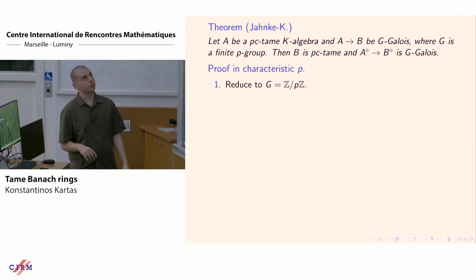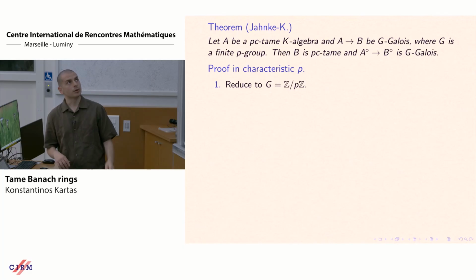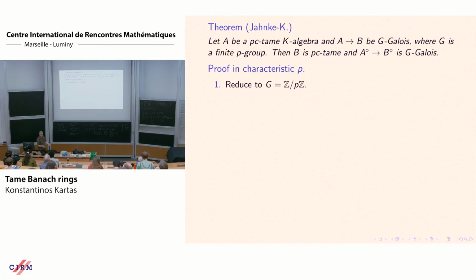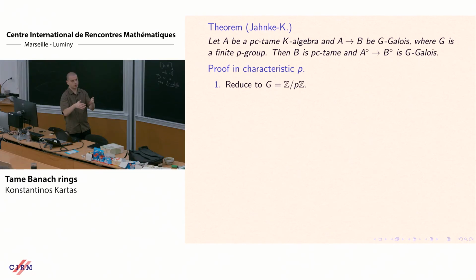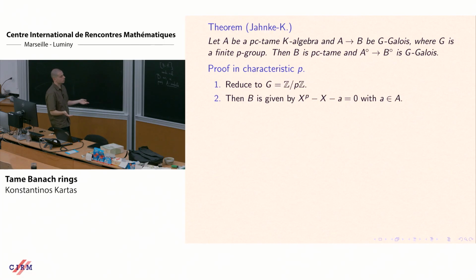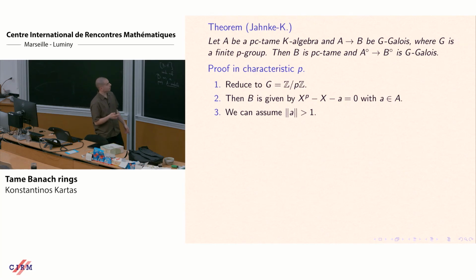So you reduce to the case of G equals Z mod p, because in the general case, this map from A to B is just a tower of Z mod p extensions by group theory essentially and Galois theory in the context of rings, and then you just induct on the tower. So we are reduced to this case, and now Galois theory, or Artin-Schreier theory, works exactly the same way for rings. So B is given by an Artin-Schreier equation where a is some element in A, and we can actually assume that the norm is greater than 1.